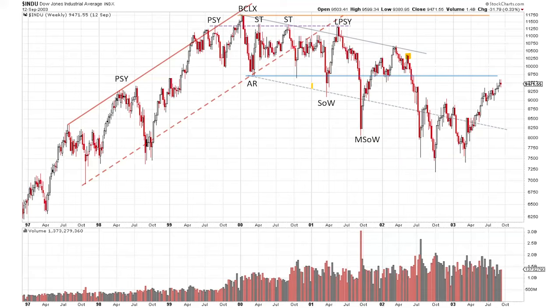This actually is the end of the bear market. This was about a 36 or 38% bear market. Don't hold me to that. But there is the characteristics of distribution. Another last point of supply after a major sign of weakness.